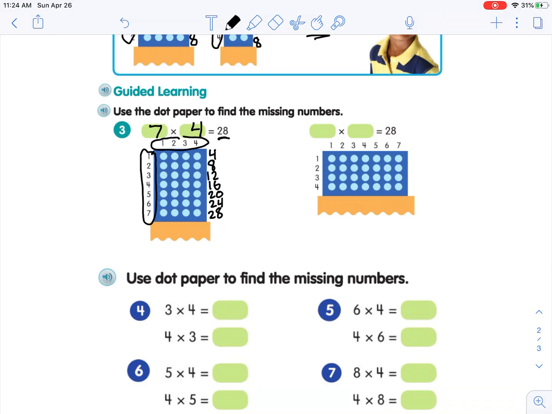Let's look at this one. We see that the answer is still going to be 28. This must be a related multiplication fact. So now I have 4 groups with 7 in each group. Let's see if we still get the same answer.